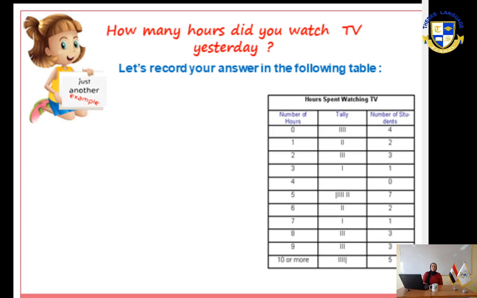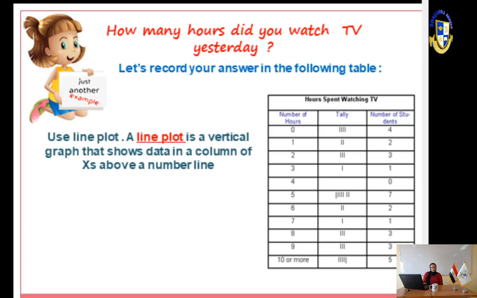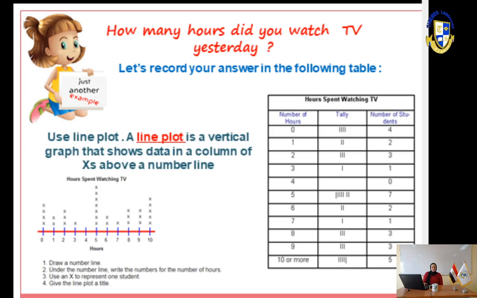We want to use this table to represent the graph on the line plot. We are going to draw a line and number the line from 0 to 10. We are going to write the numbers under the line from 0 to 10. Look here: 0, 1, 2, 3, 4, 5, 6, 7, 8, 9, and 10.